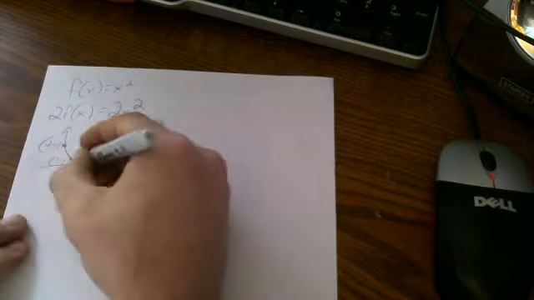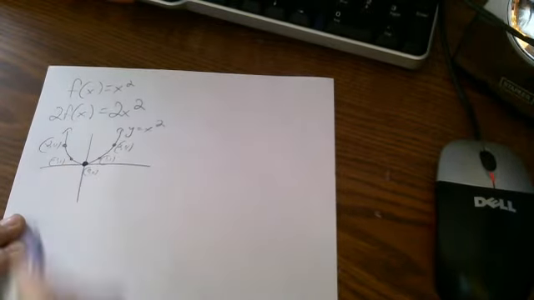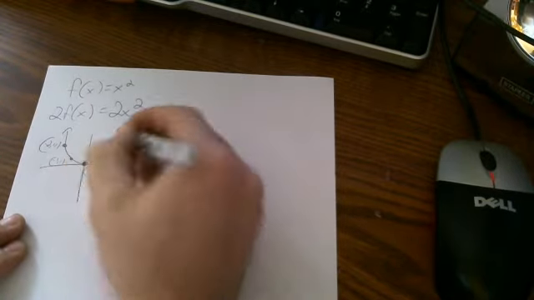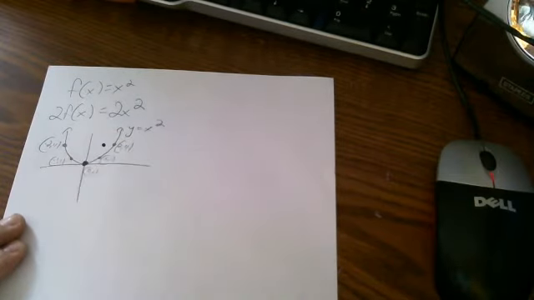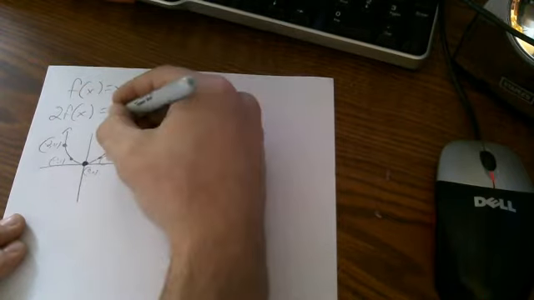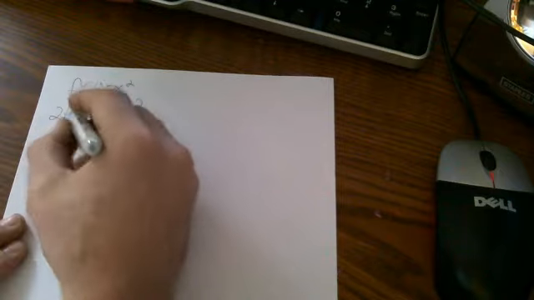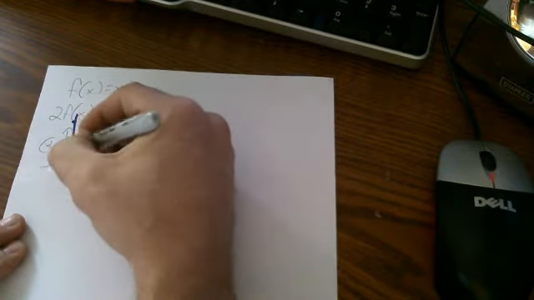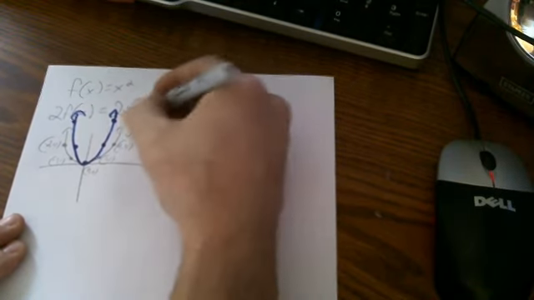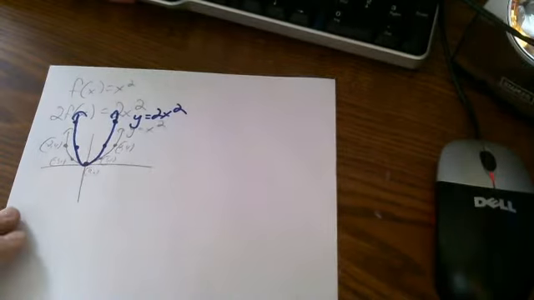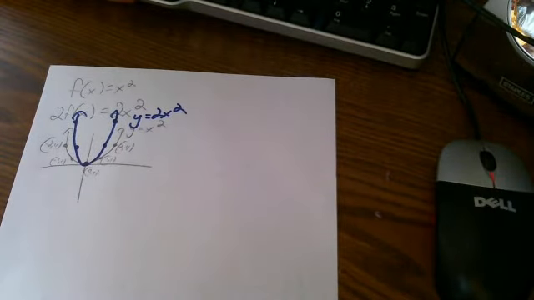So 0 times 2 is 0. The y value here is 1. Multiply it by 2. 4 times 2 is 8. 1 times 2 is 2. And 4 times 2 is 8. So here's the shape of my new graph, y equals 2x squared. And notice how it made the graph more narrow. It stretched it towards the y-axis.